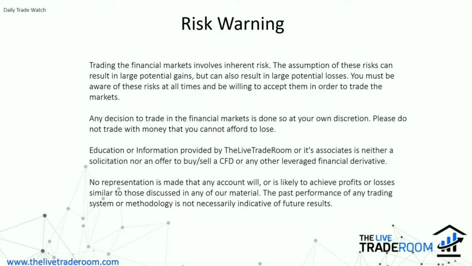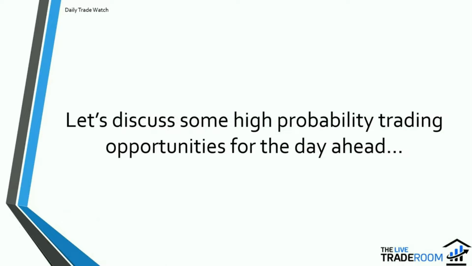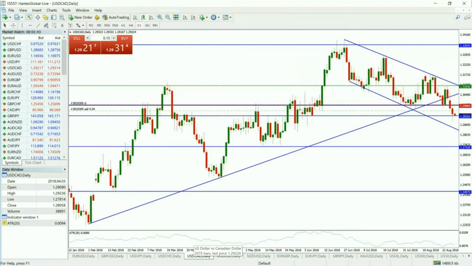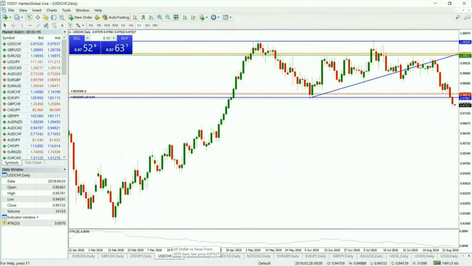Let's get straight into discussing some high probability trading opportunities that we can look at for the day ahead. For this, we'll get up our trading platform, and straight away we'll start with our opportunity, which we've had some successful trades yesterday, selling below the 97.90 level in the dollar Swiss, and the other market we're looking at is the dollar CAD.